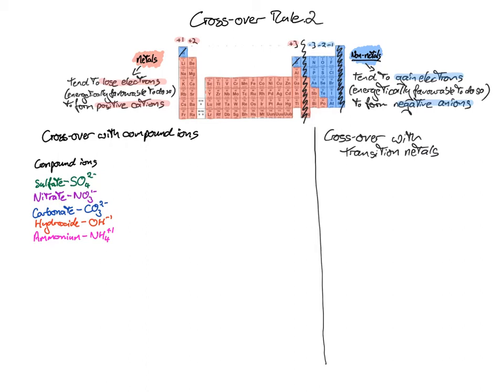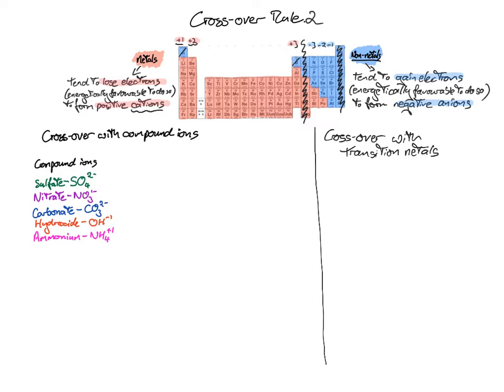Okay, so this is the second video about the crossover rule. Hopefully you've watched the first one, made notes, and had a practice. So you'll already be very familiar with the fact that metals tend to lose electrons because it's energetically favourable for them to do so, to form positive cations. And if you're in group 1, you will form a +1 cation, group 2, +2, etc., etc.